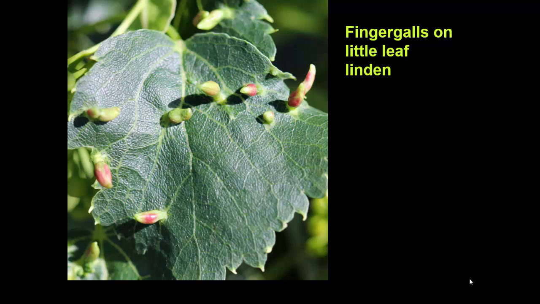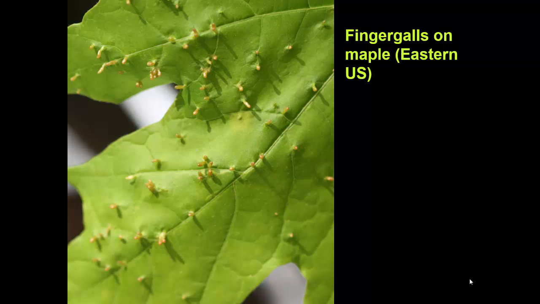Some other plants, little leaf linden has a gall mite on it that is unique to little leaf linden. It allows you to identify this plant. Finger galls are also very common on maples in the eastern U.S., not so much here.